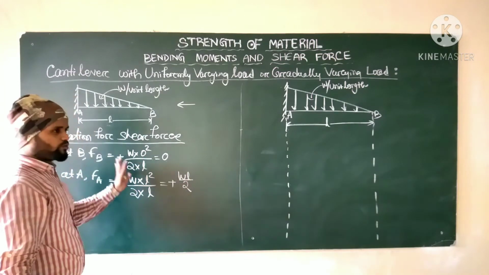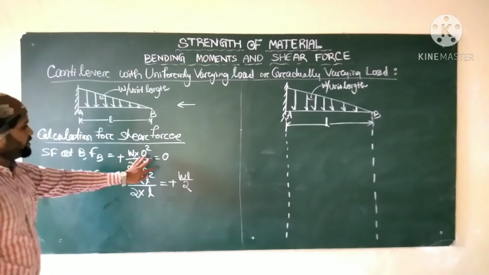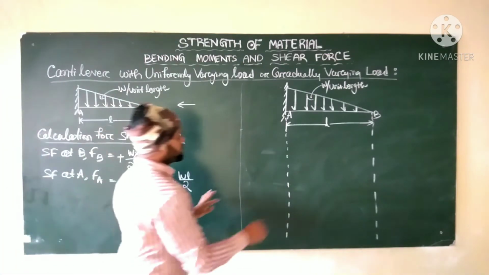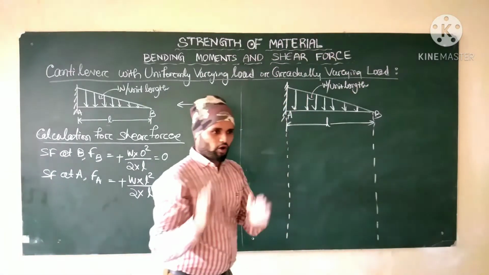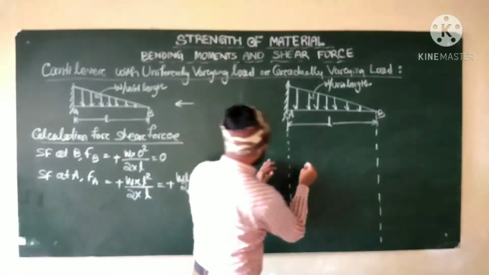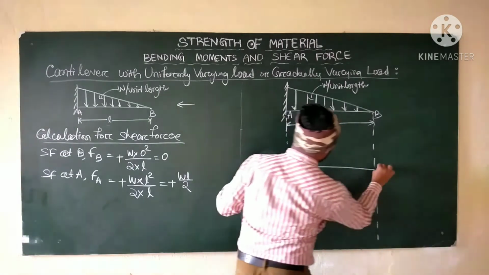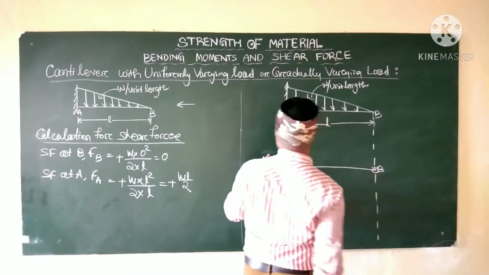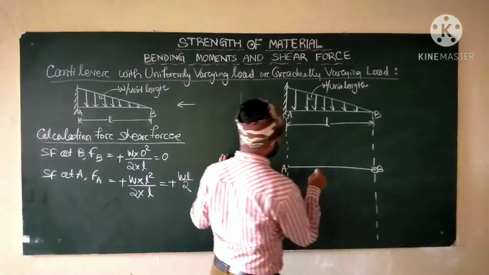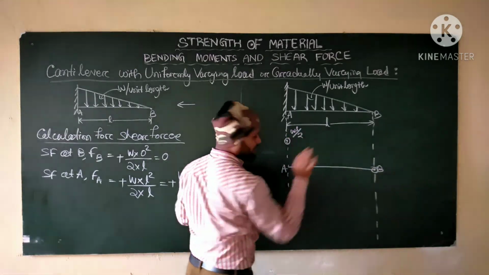This is only a formula based problem. Put the formula, here the values are given, so we get the answer. So from 0 again plus. 0 and plus means above the baseline. So draw the baseline here, A, B. At point B the value is 0. At point A the value is plus WL by 2. Let us assume the point is here.